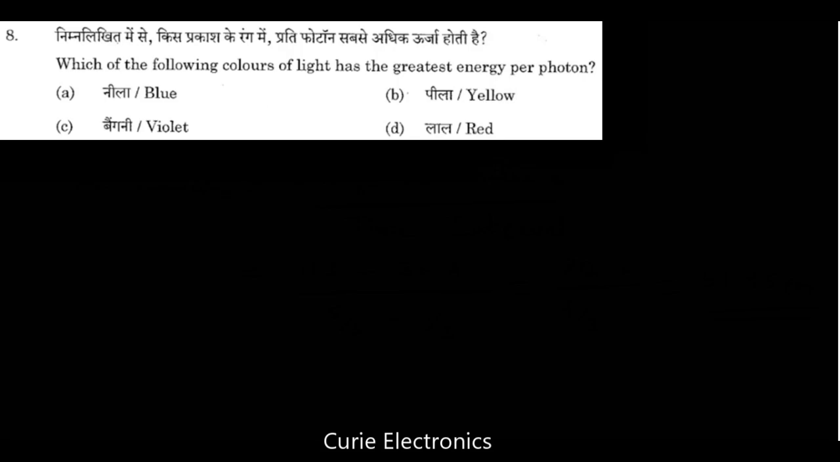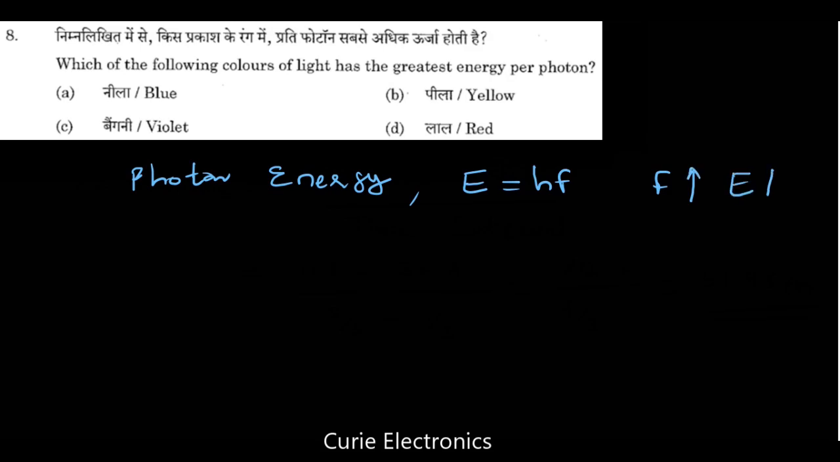Which of the following colors of light has the greatest energy per photon? This photon energy is given as E equal to hf or h mu. So if you look at this, if frequency increases, what happens? If frequency increases, energy also increases.